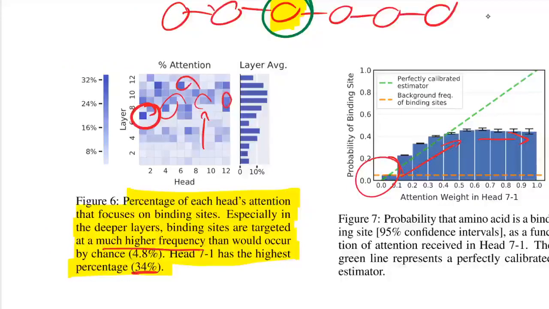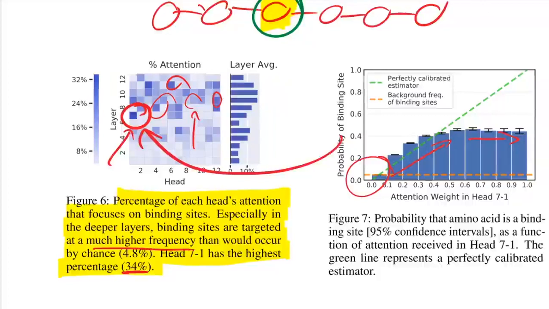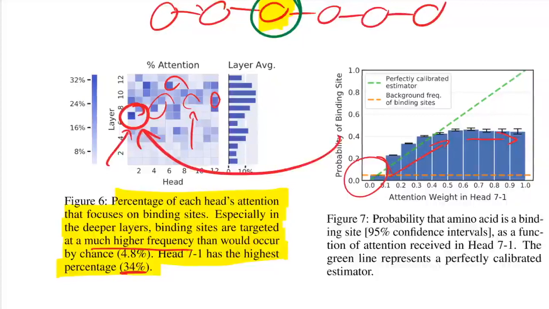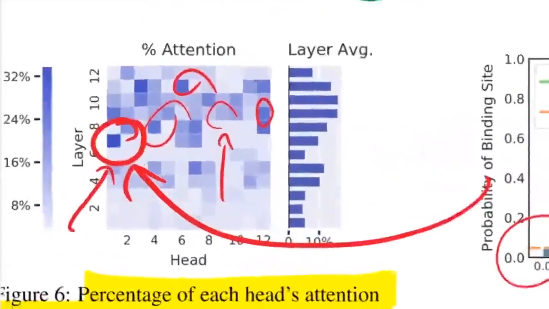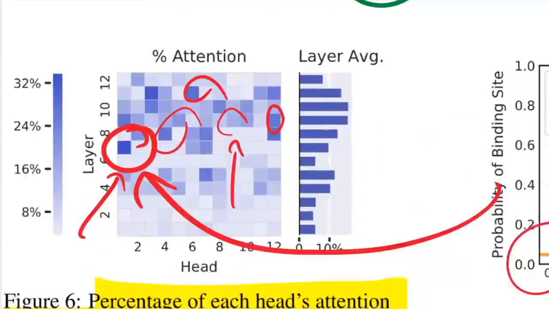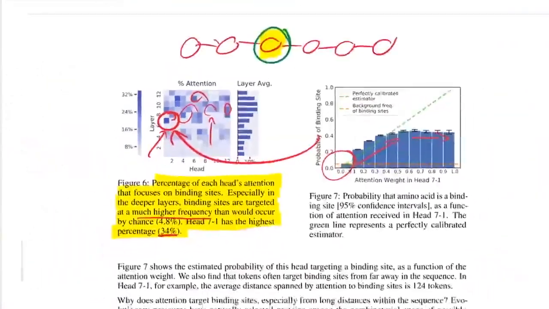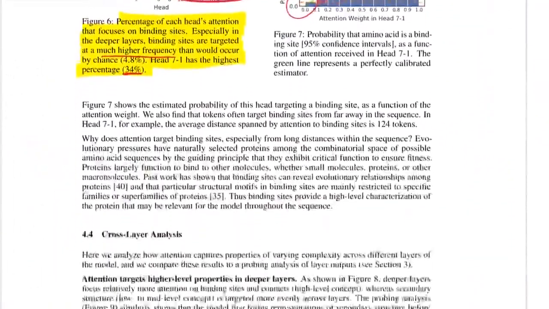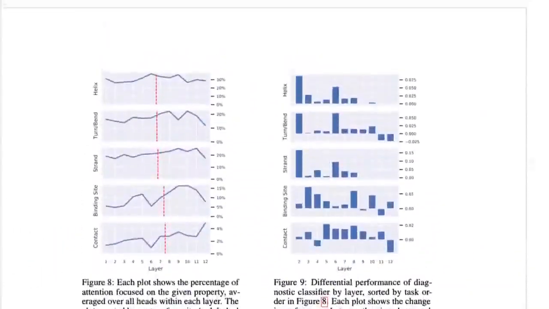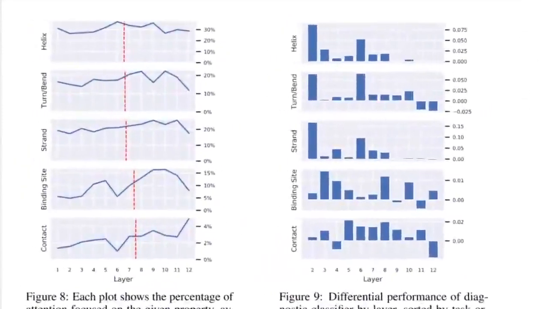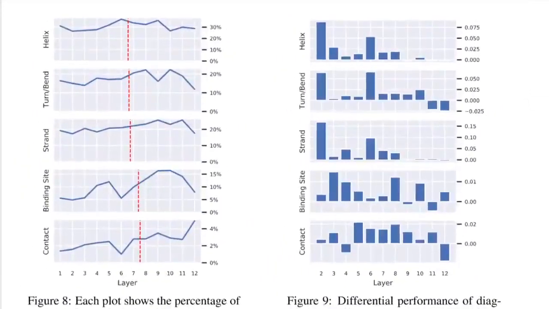So you can't just go to this one head. So this is just for this one head. You can't just go to that one and expect that to classify all the binding sites, because you might want to combine all of the high-ranking ones here to form a classifier.